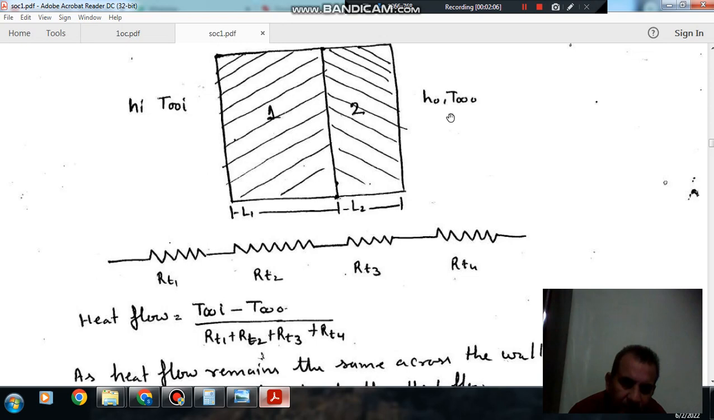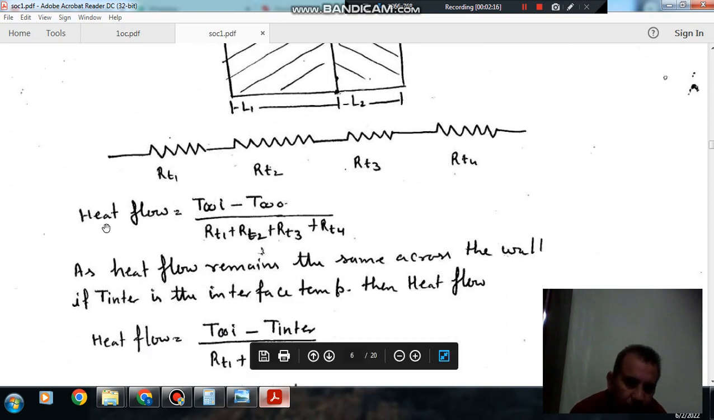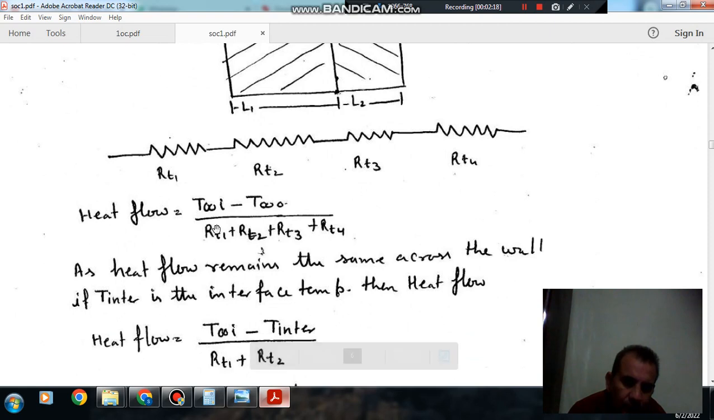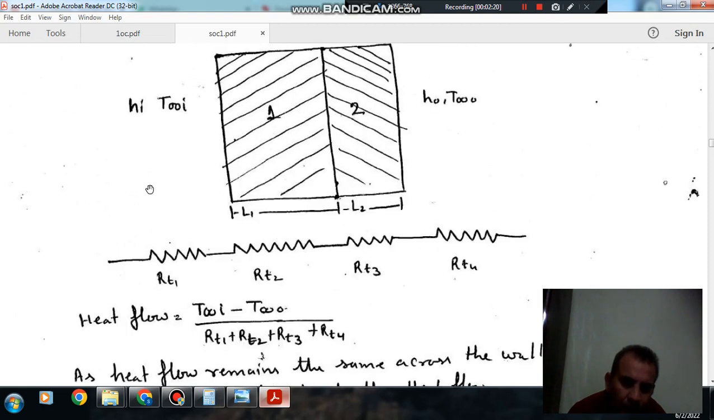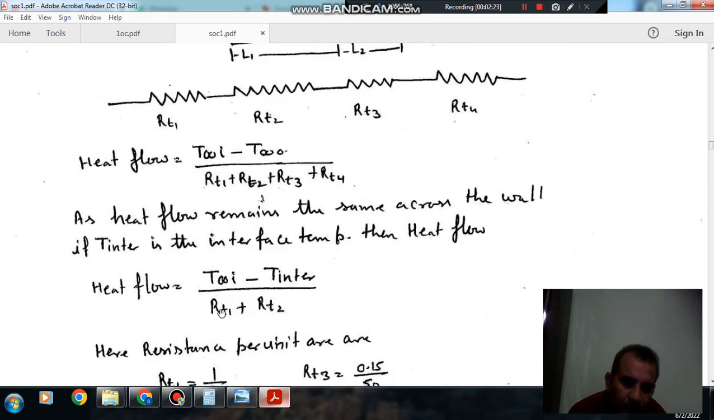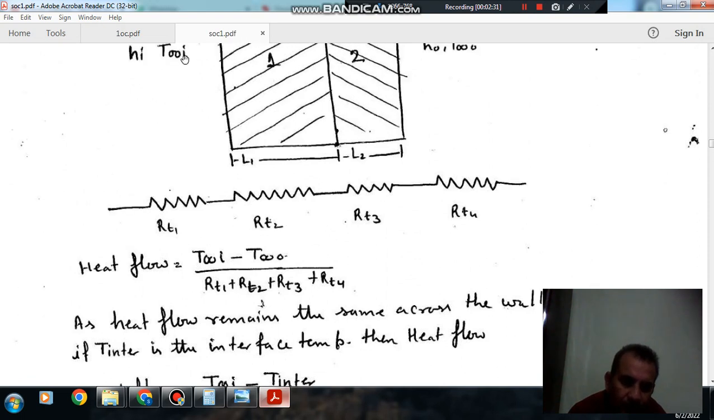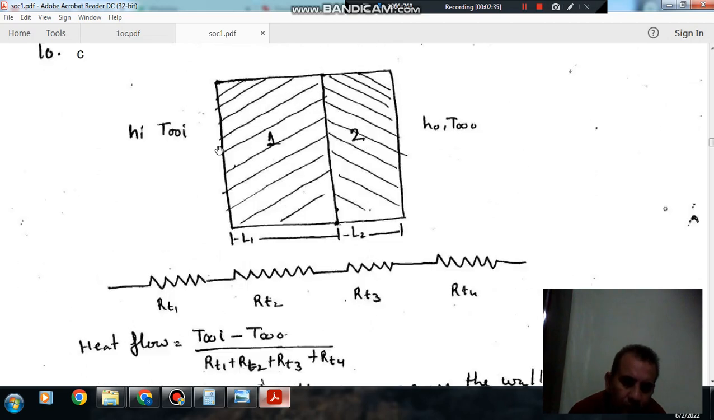And here the temperature T infinity i, and here the temperature T infinity o. So heat flow will be T infinity i minus T infinity o divided by the summation of four resistances. Okay. So now this is the heat flow, and the heat flow can also be given by T infinity i minus T inter divided by the resistance up to that point, RT1 plus RT2. When we take this temperature and this temperature, we will take these two resistances, because the same heat is flowing through this wall and going to this and going to this.